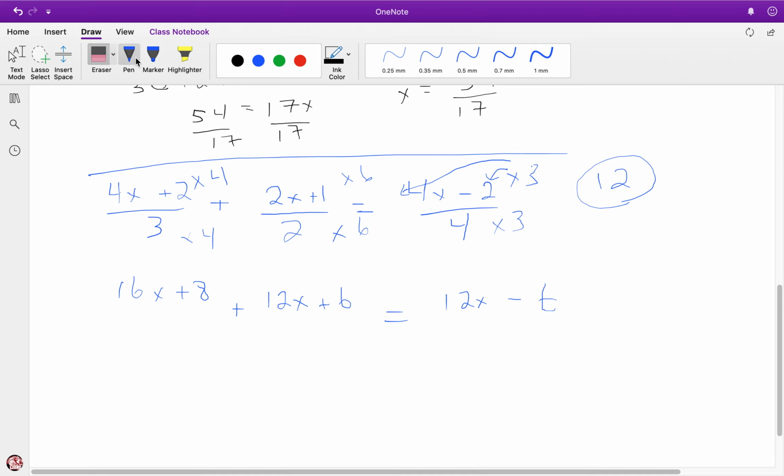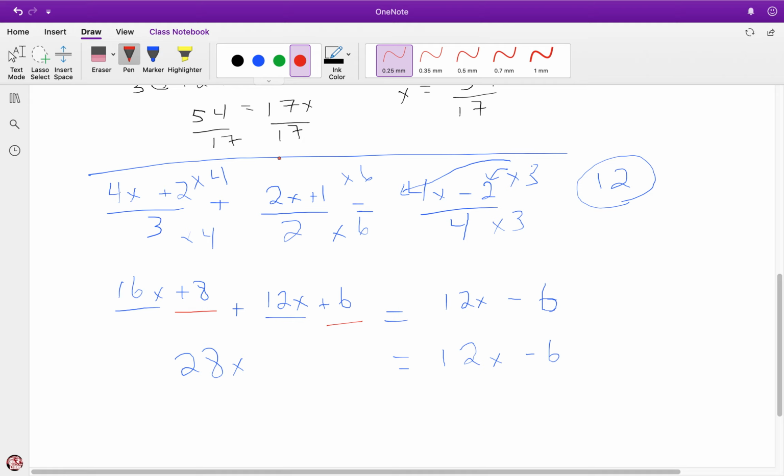And there. Now I'm going to collect my like terms first. So I'm going to collect my x's together, and I'm going to collect my numbers together on this side. This side I can't collect anything, because even though it looks like something, that is a 6. So that's just going to be the same: 12x minus 6. This one here, I'm going to add these two together. So that's 28x.